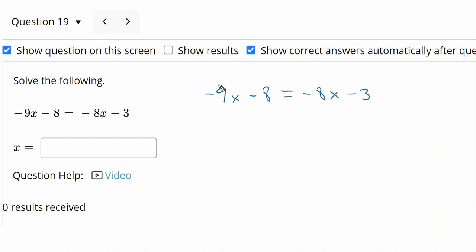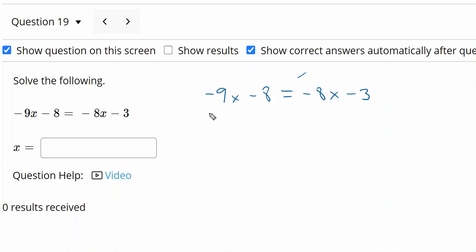So I either have to move this negative 9x over to this side, right? Now I'll show you how to do that in a second. Or I'm going to move this one over here to that side, right? They need to be on the same side. And here's how we move this term over to this side. If I want to get this guy over to the other side, well, I need to get rid of it on the left.